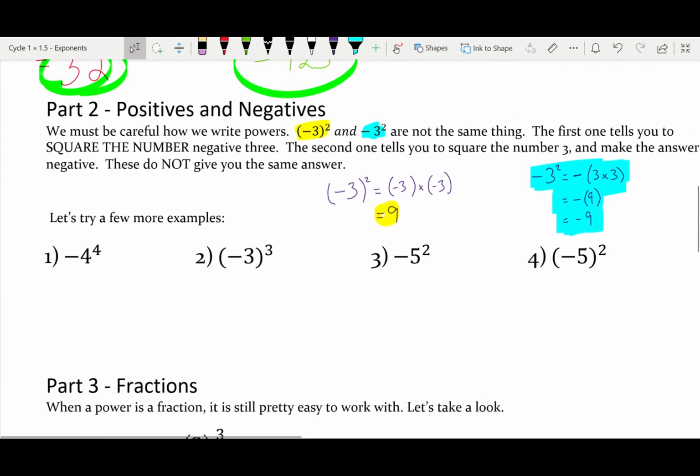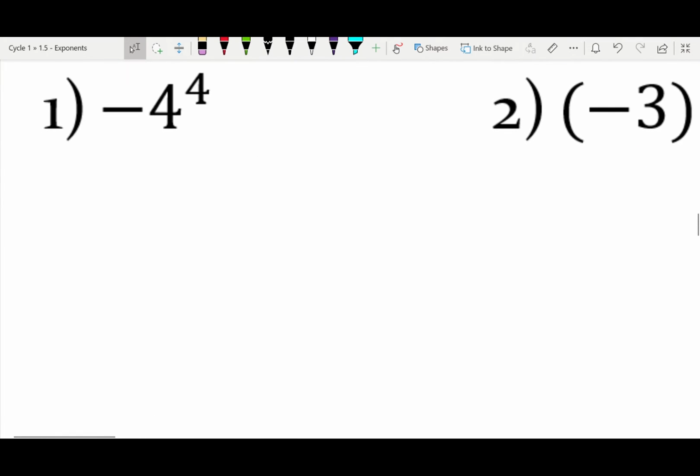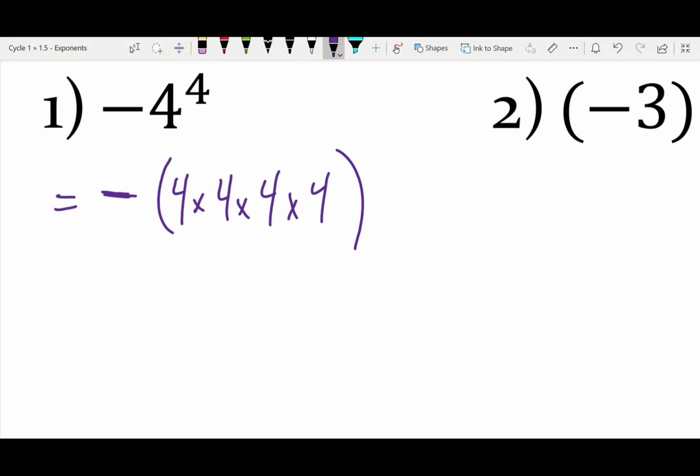Let's do a couple examples. Negative 4 to the power 4. It does not have the bracket around it, right? All that's happening really is the negative's coming out front, and it's going to be 4 times 4 times 4 times 4. 4 times 4 is 16, times 4 is 64, times 4 again is 256.